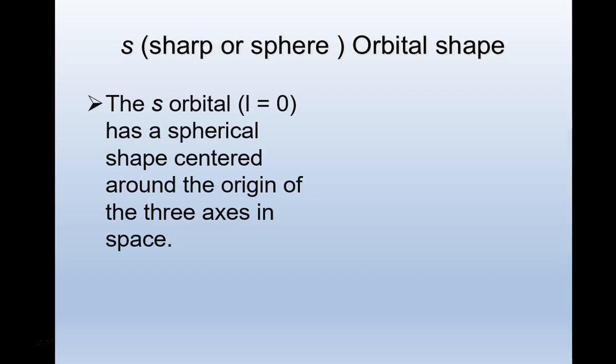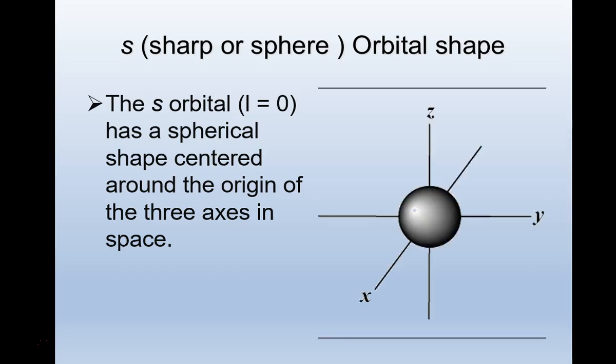Let's examine the shape of those orbitals. So the very first shape is known as the s shape or s sharp or a sphere. Thus, an s orbital is represented with the value l equals 0, has a spherical shape, and is centered around the origin of the 3 axes, as shown on the figure on the right-hand side. It's centered on the x, y, and z.